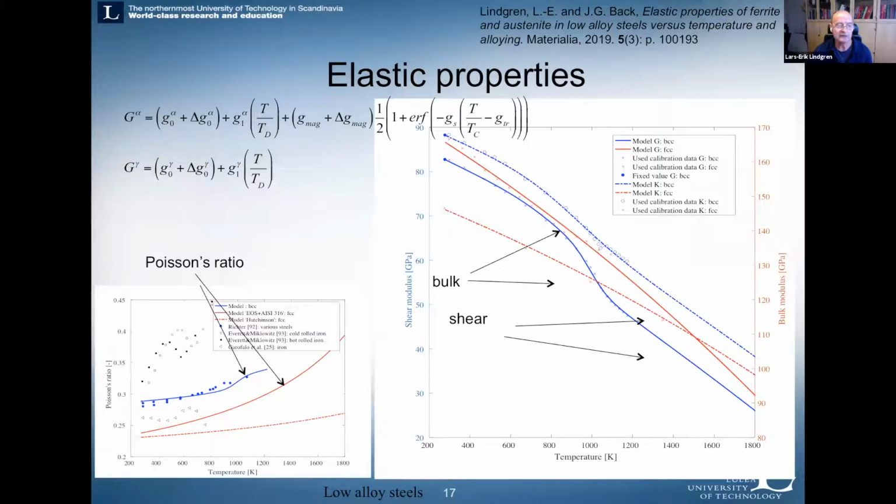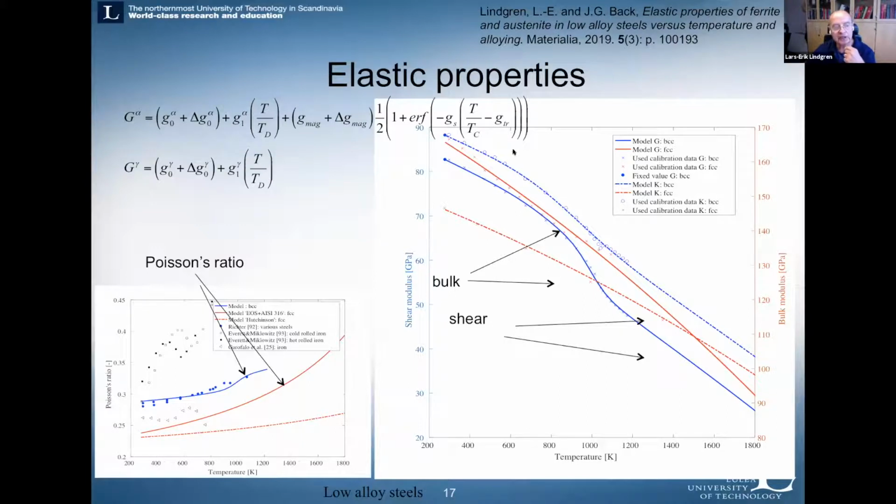Elastic properties, calibration curve, where we can predict the FCC and BCC phase for the bulk modulus and shear modulus. And then from them, having calibrated the model, we can compute the Poisson's ratio variation with temperature, and we include some measurement here. This is of course quite uncertain. It's not so easy to measure.